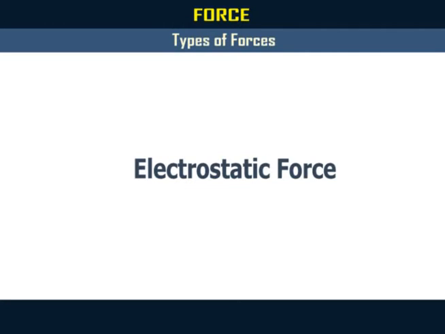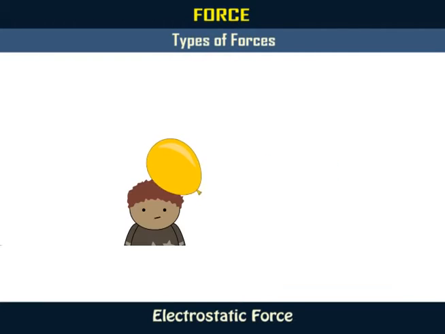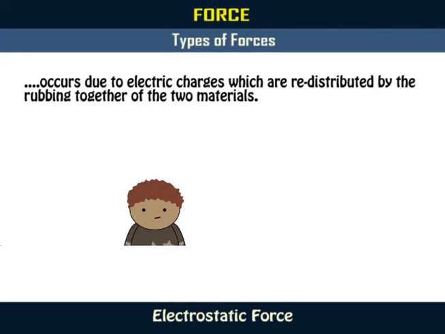Electrostatic force. Consider rubbing a balloon on your hair. You will see the balloon will then start attracting your hair. If two balloons are rubbed on your hair, they will repel each other. This occurs because of electric charges which are displaced by rubbing together of the two materials. There are two types of electric charges, positive and negative.